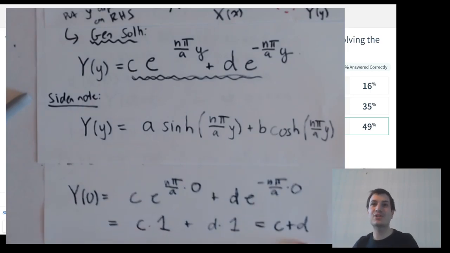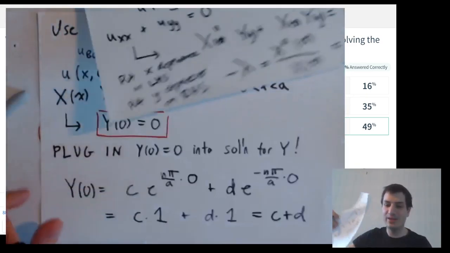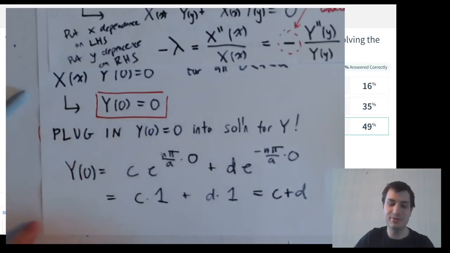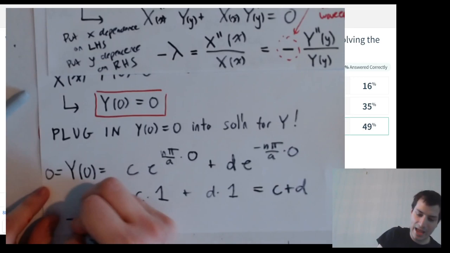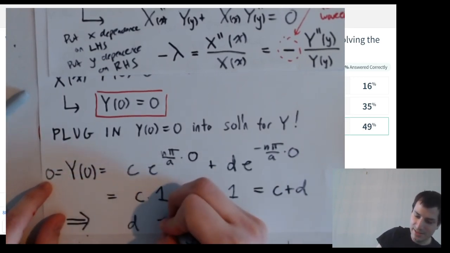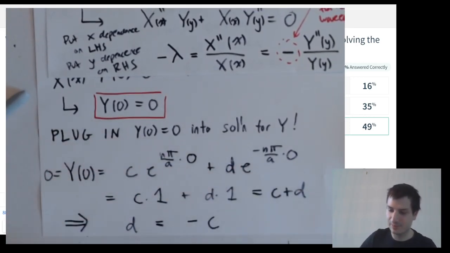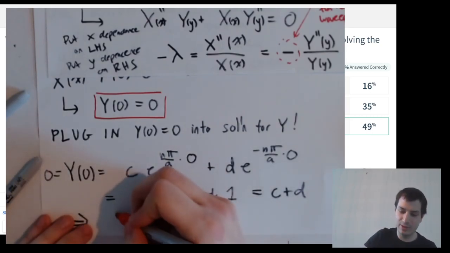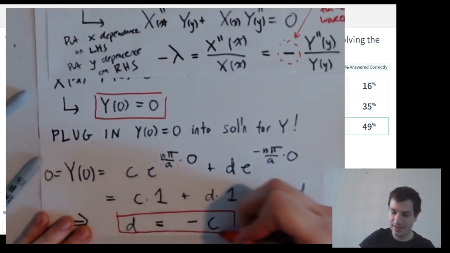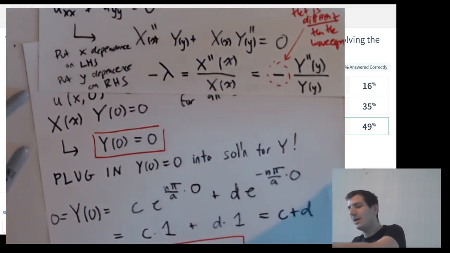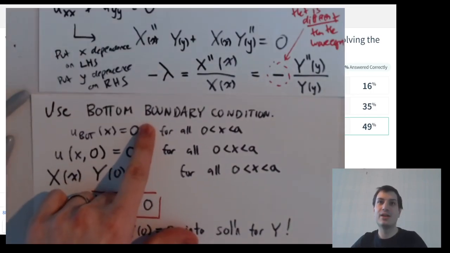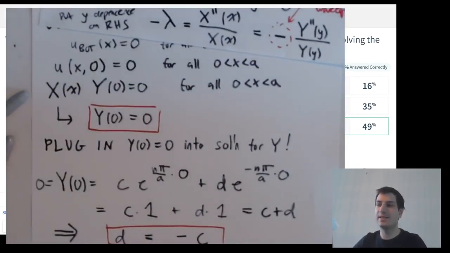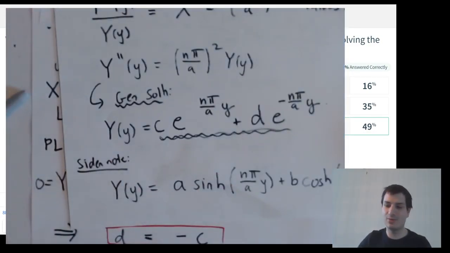So Y of 0 is actually equal to c plus d, but you just told me that Y of 0 equals 0. So this is 0. There we go. We have one equation: 0 equals c plus d, and that means that d is equal to minus c. It looked like we had two possible constants, c and d, but actually, because of this bottom boundary condition, the two constants are related to each other by d equals minus c. And that gives us the general solution.